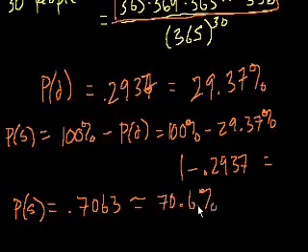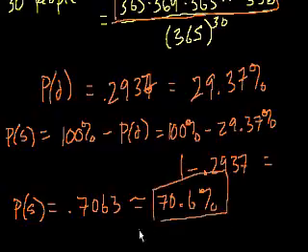Which is approximately equal to 70.6%. Which is kind of a neat result, because if you have 30 people in a room, you might say, oh, wow, what are the odds that someone has the same birthday as someone else? It's actually pretty high. 70% of the time, if you have a group of 30 people, at least one person shares a birthday with at least one other person in the room. So that's kind of a neat problem and kind of a neat result at the same time. Anyway, see you in the next video.